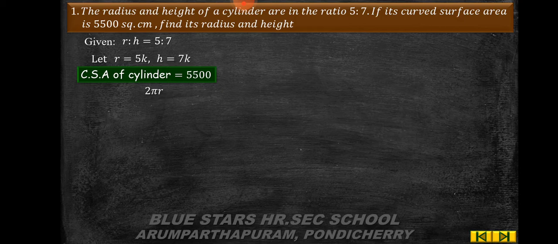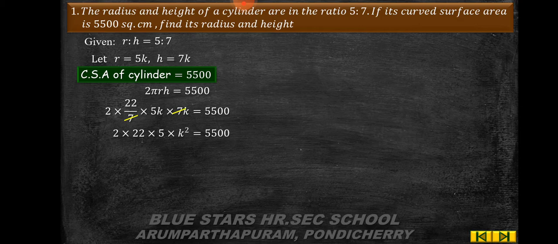So CSA of a cylinder is given, which is equal to 5500 square centimeter. CSA of a cylinder formula is 2 pi r H, which is equal to 5500. 2 into pi value is 22/7 into R is 5K into H value is 7K, which is equal to 5500. So 7 and 7K gets cancelled. You get 1K. So 2 into 22 into 5K into 1K.